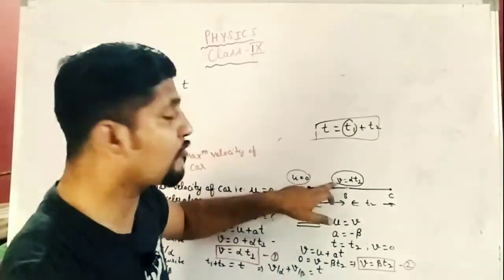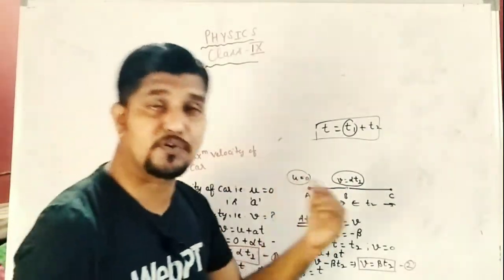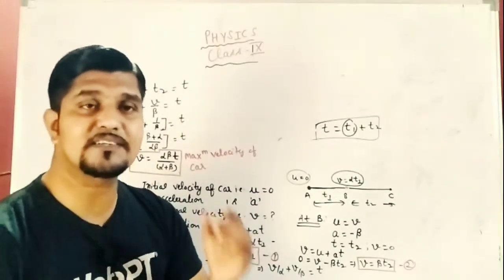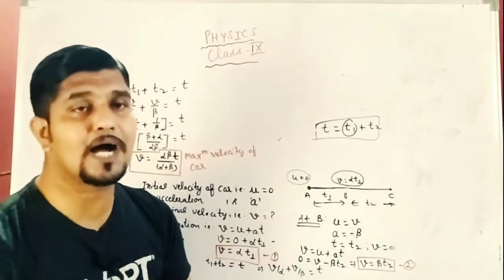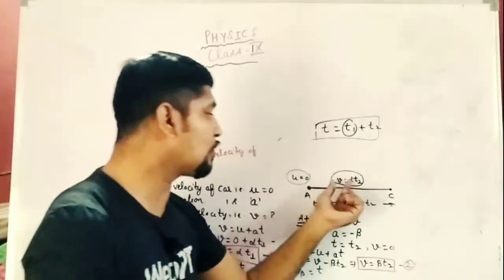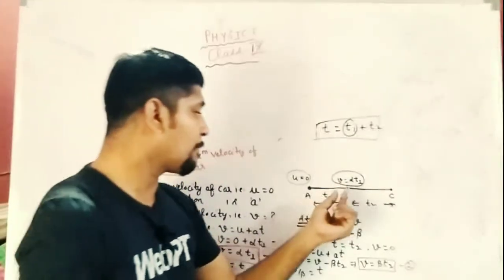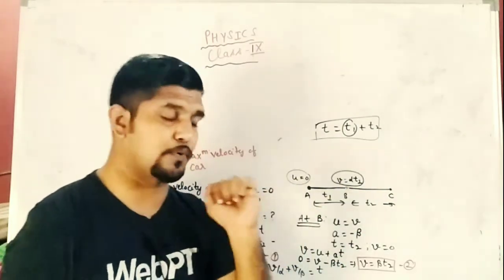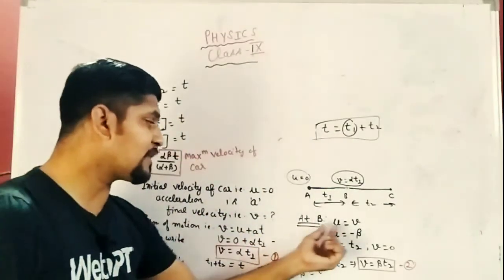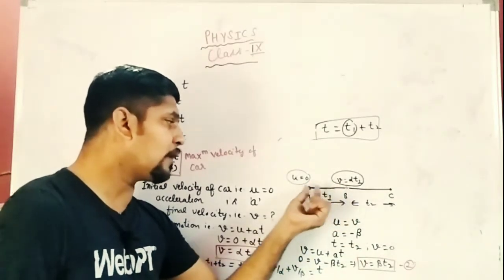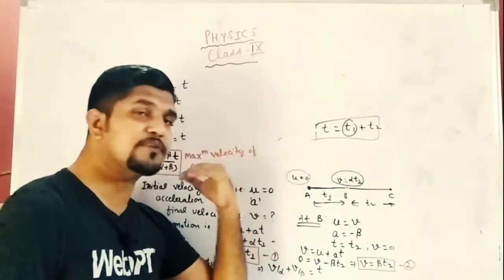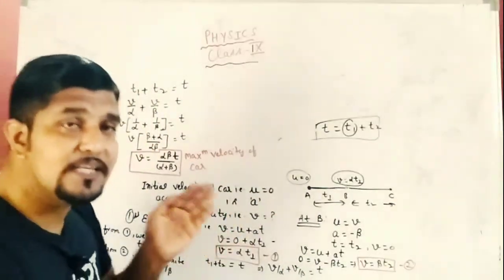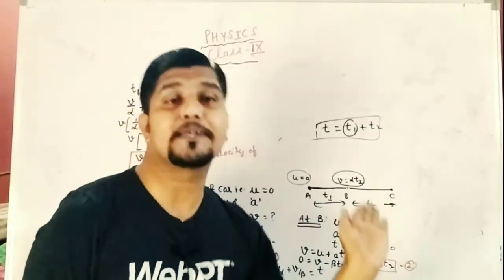So this final velocity will be the initial velocity for the next portion. It means for the time interval t2, during which the car is decelerating with a constant rate beta and then comes to rest, the initial velocity will be equal to alpha t1. It means the final velocity of the previous portion will be equal to the initial velocity of the next portion. So at B, we have u is equal to v. At point B, from the previous portion we have the final velocity, and that final velocity will act as the initial velocity for the motion of the next portion.